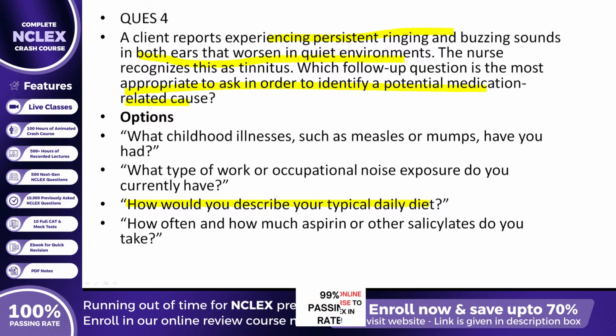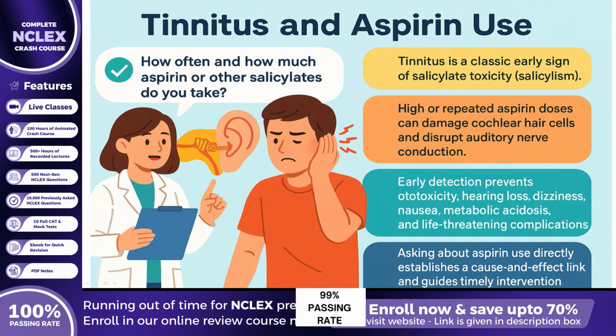This is correct because tinnitus is a classic early sign of salicylate toxicity, also known as salicylism. When aspirin or similar drugs are taken in high or repeated doses, they can damage the delicate cochlear hair cells and alter auditory nerve conduction, producing ringing or buzzing in the ears. If left unchecked, the condition may progress to hearing loss, dizziness, nausea, vomiting, metabolic acidosis, and even life-threatening complications. By asking directly about aspirin intake, the nurse can quickly establish a likely cause and effect relationship, intervene early to prevent permanent ototoxicity, and collaborate with the healthcare provider to adjust or discontinue the medication.